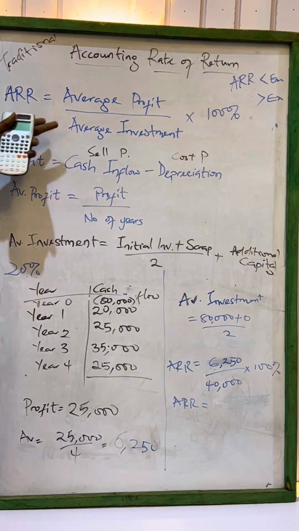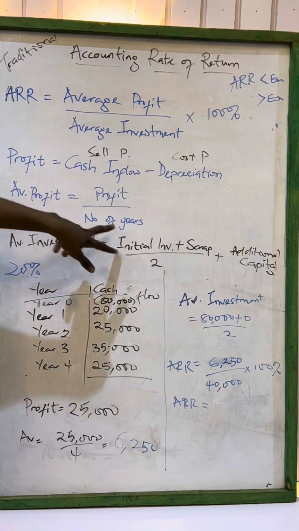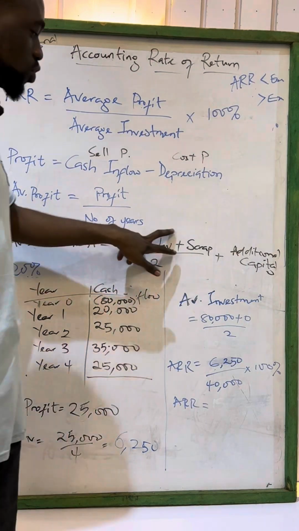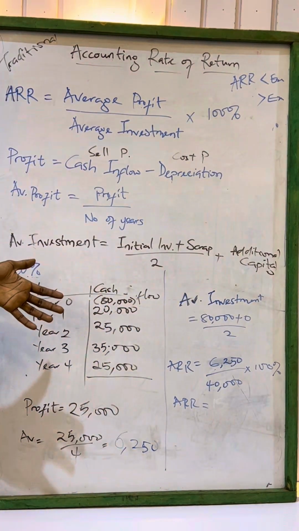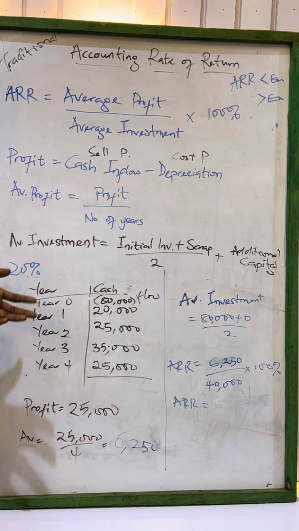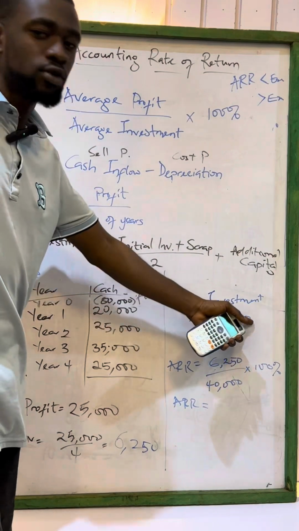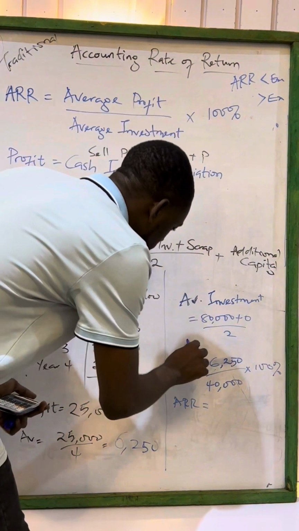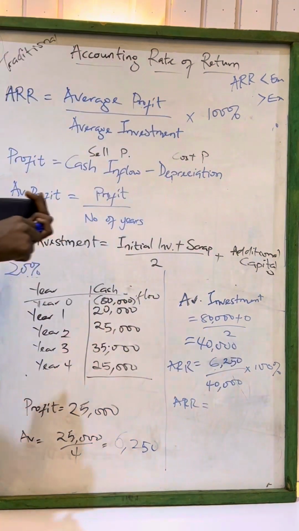The next thing is to get the average investment. What's the average investment? Your initial investment plus your scrap value divided by 2. But in this scenario, we're not given the scrap value. So what's going to be our scrap value? It's going to be 0. So our average investment is going to be 80,000 plus 0 divided by 2. So our average investment is going to be 40,000 naira.